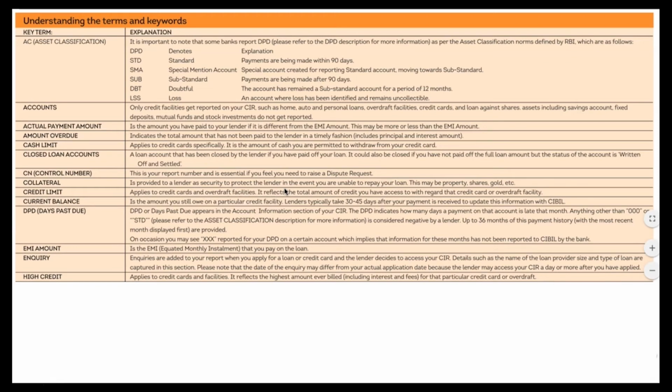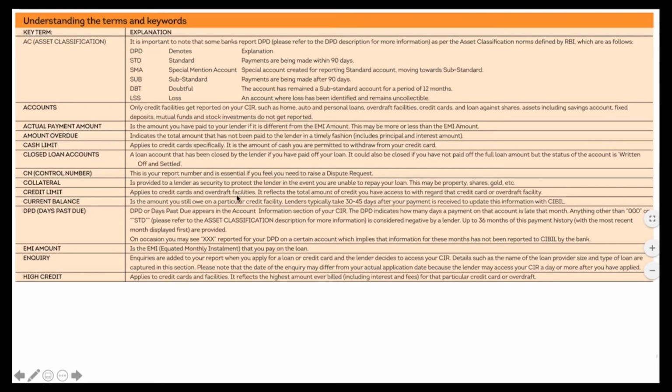So that reflects the total amount of credit you can access. Then what we see is current balance. This is the amount you still owe on a particular credit facility. Let's say 5 lakh is the credit limit and you have availed 3 lakh so far. So your current balance is 3 lakh and you owe only 3 lakh, right? You do not owe 5 lakh, you owe only 3 lakh because that's what you have availed.